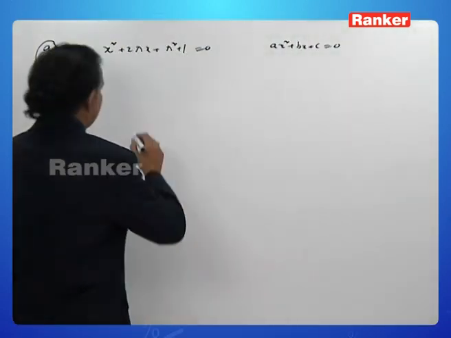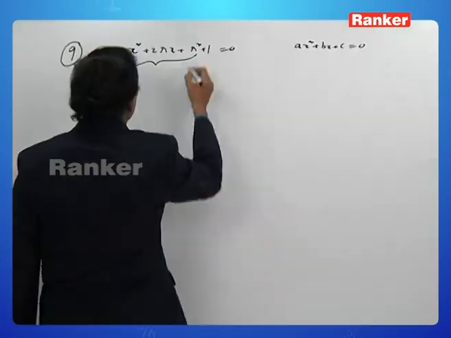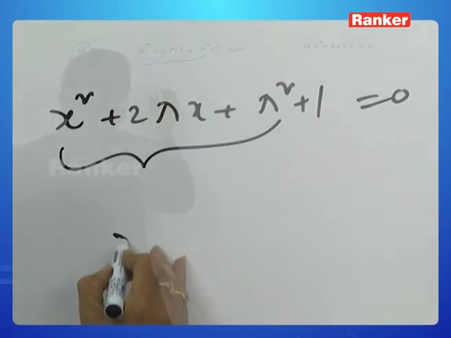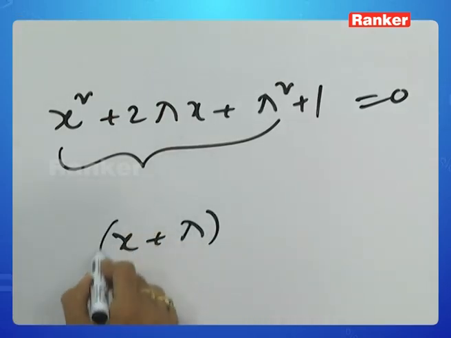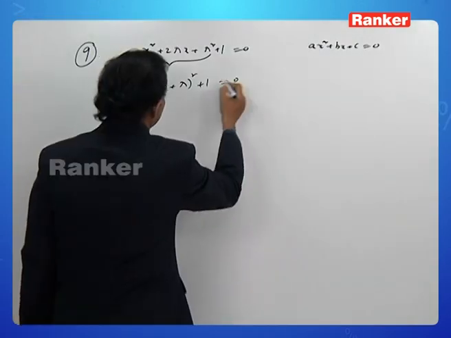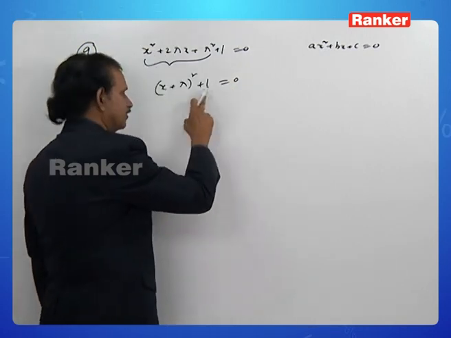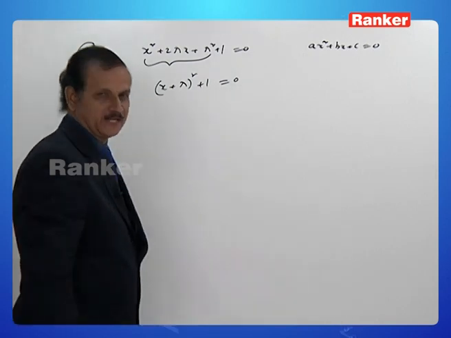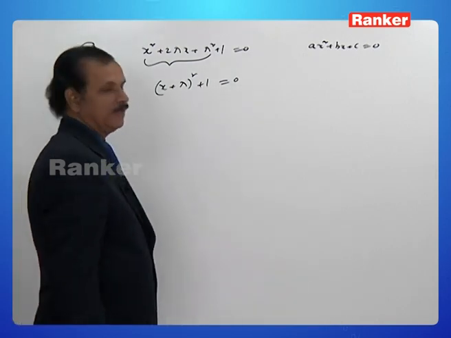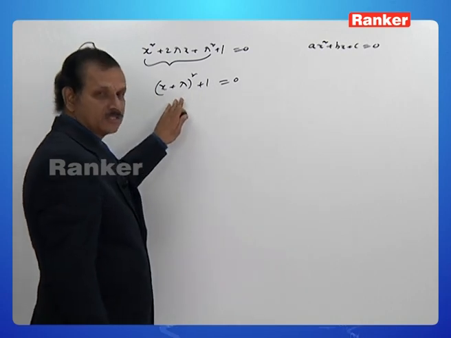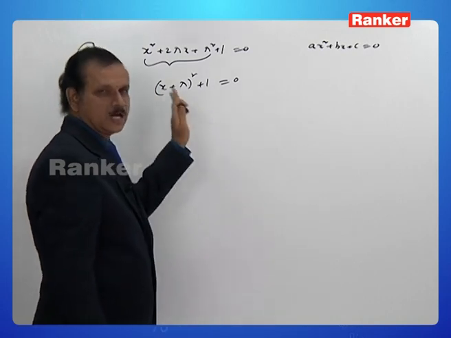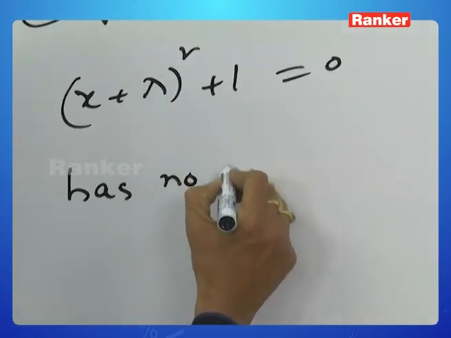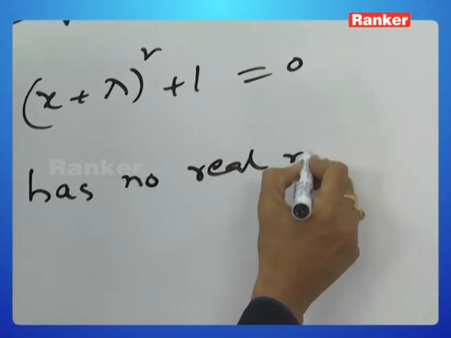Let us observe this equation very carefully. What can we understand by looking at those three terms? It is just nothing but x plus lambda whole square plus 1 is equal to 0. This is a perfect square. This is a positive number. x plus lambda whole square can never be negative. Therefore, this equation does not possess real roots. It has no real roots at all.